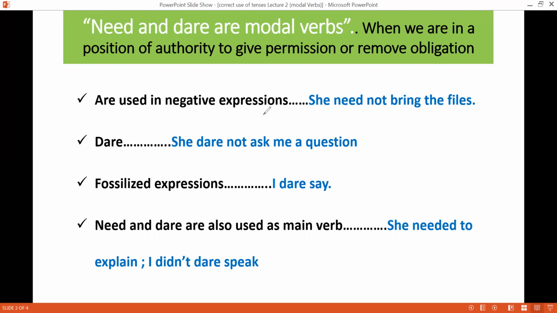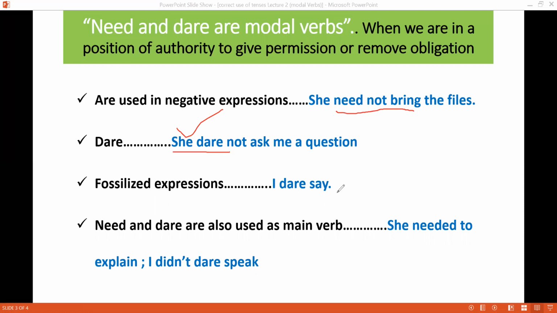They are also used in negative expressions. She need not bring the files. Someone is exonerating or removing the obligation of another person, that she need not bring. Someone is removing the obligation, so need has been used. She dare not ask me a question. Some person of authority is questioning someone: how can she dare to put me a question?